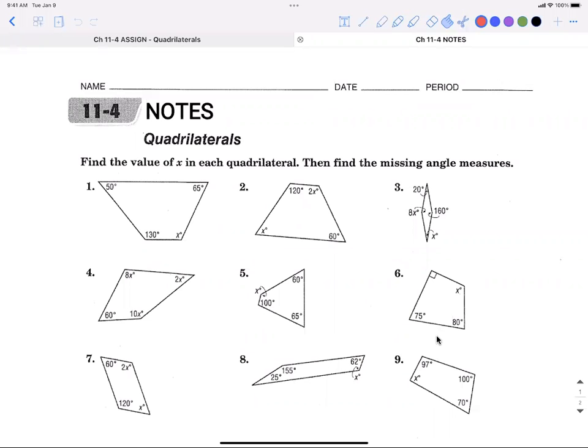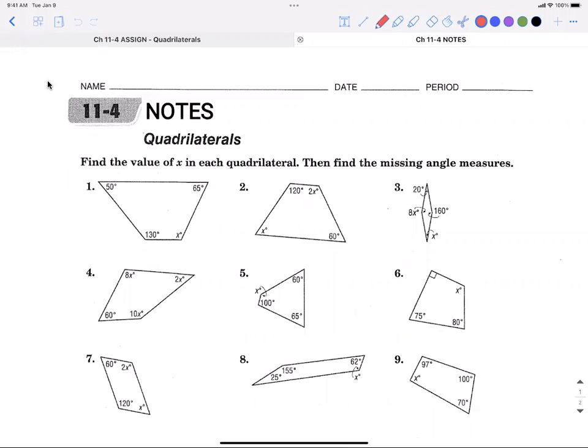All right, we are doing chapter 11-4 today. And 11-4 is quadrilaterals. So first I want to define what a quadrilateral is. And there are three specific specifications that need to be present in order for us to call it a quadrilateral.